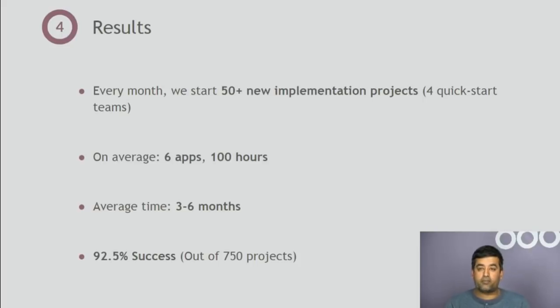And some KPIs on the success rate of our implementation teams: 92.5% success rate. The number 750 is very small because when we created this slideshow, it was a little while back. That's a much larger number right now. And 92.5% success rate is a fantastic KPI. Majority of the customers are happy with the implementation process, and they're using Odoo happily to run their day-to-day operations.